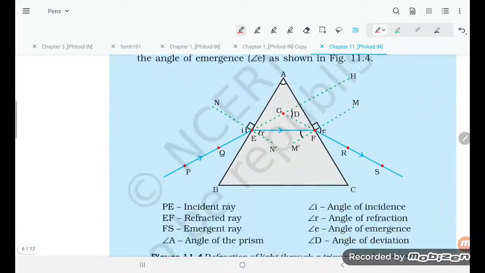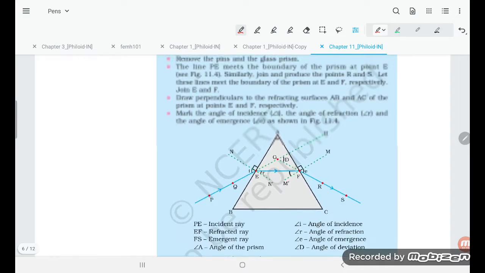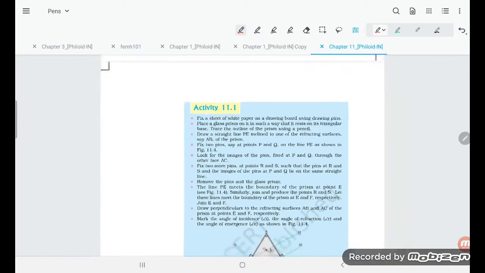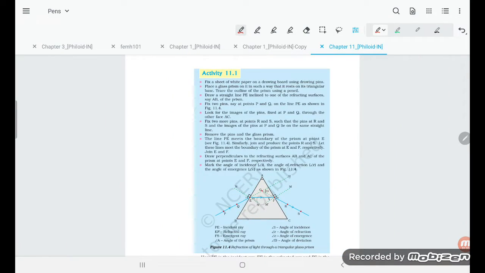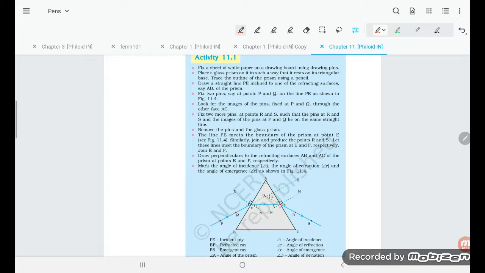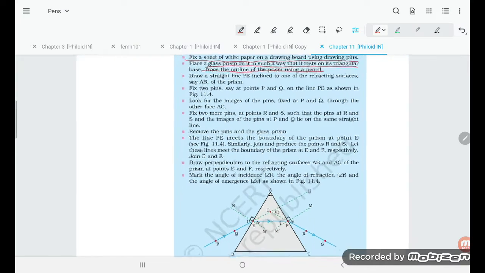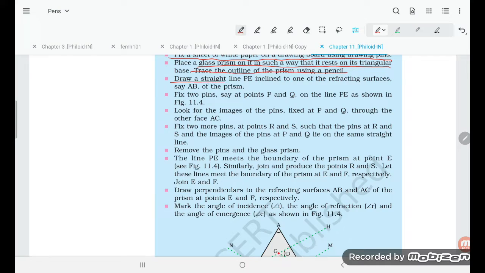Now, this is the activity. What is the activity, students? You can read out. Fix a sheet of white paper on a drawing board using drawing pins. Place a glass prism on it in such a way that it rests on its triangular base. Trace the outline of the prism using a pencil. Draw a straight line PE inclined to one of the refracting surfaces AB of the prism. Fix two pins, say at points P and Q, on the line PE as shown in figure 11.4.